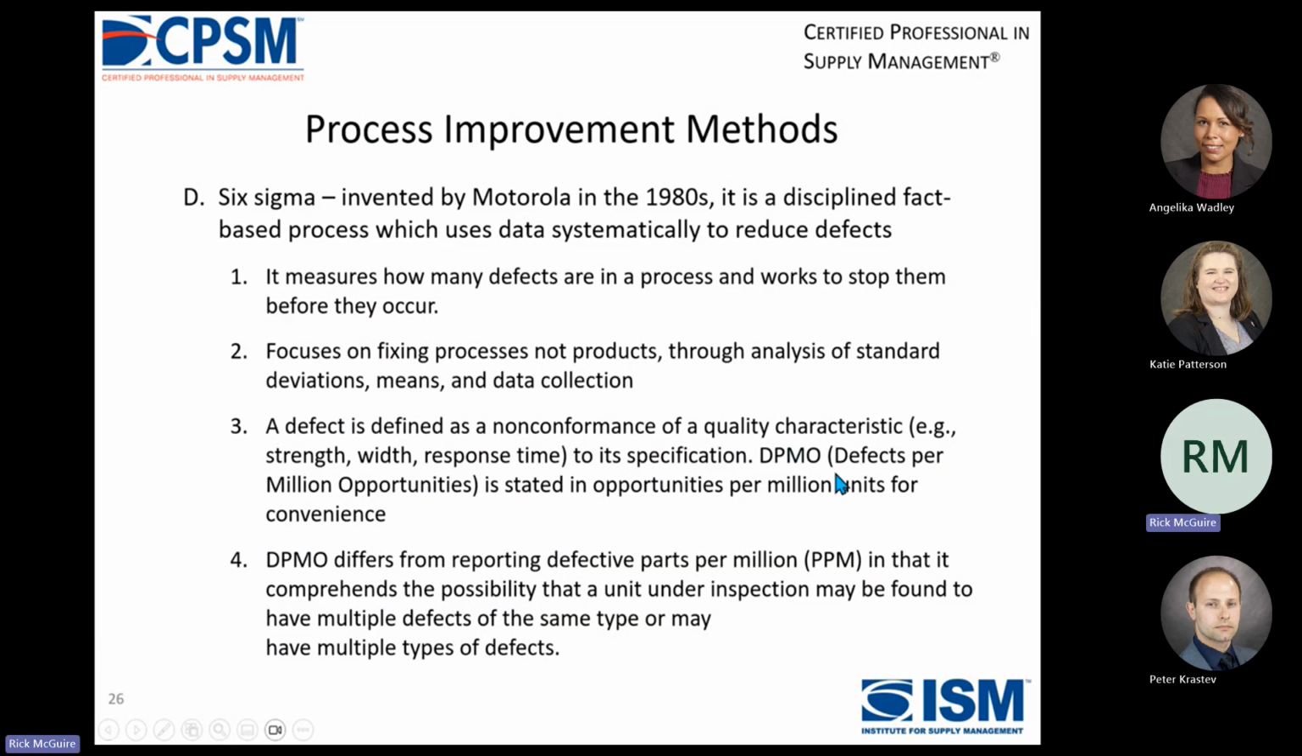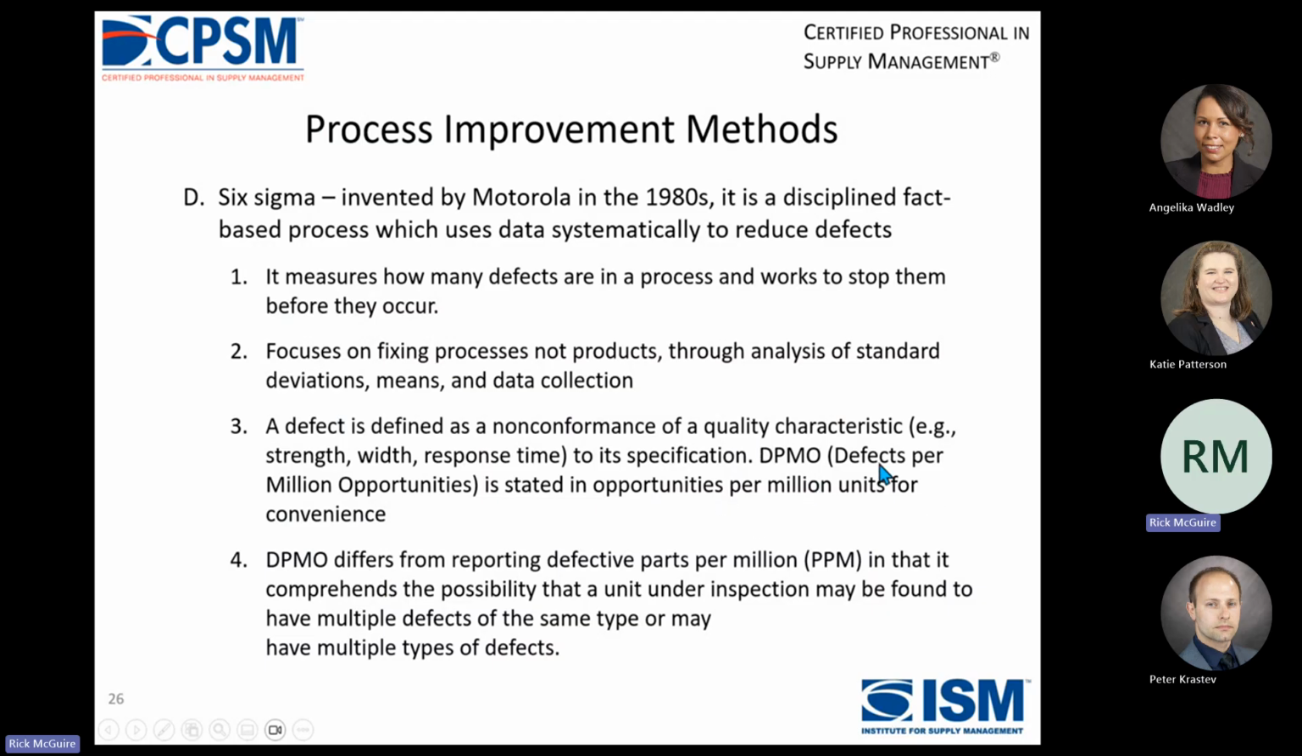Defect is defined as a non-conformance of a quality characteristic, something like strength, width, response time, etc., to its specification. So it's all looking at the spec versus what you produced. And DPMO is defects per million opportunities, stated in opportunities per million units for convenience.